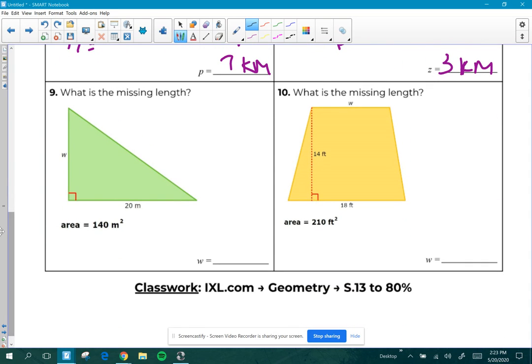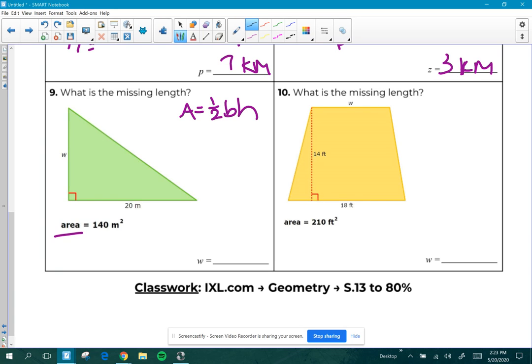Two more examples and we're done. So this is the same kind of concept, just with different formulas. So number 9 says, what's the missing length? And they give us the area. So in order to go backwards, I should be thinking, okay, how do I find the area of a triangle? Well, I find the area of a triangle by using the formula 1/2 base times height.